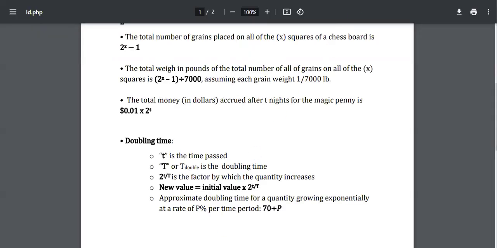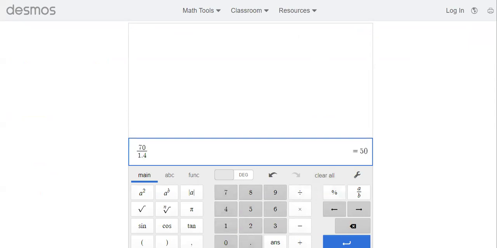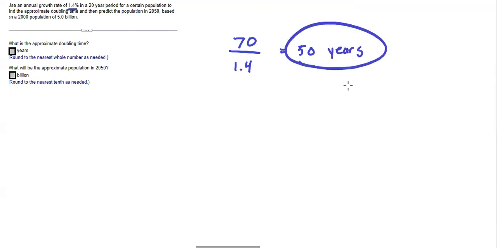This is the one time probably in your whole math career that you will not be converting a percentage into its decimal form. So the first thing I'm going to do is find my approximate doubling time by doing 70 divided by the percentage I was given. The only one I was given was 1.4. So 70 divided by 1.4. Not doing that in my head, so let me open my calculator. 70 divided by 1.4, and I get 50. That's actually pretty nice. So it looks like the approximate doubling time is 50, and we're talking about years here. Everything was years, so it's 50 years.